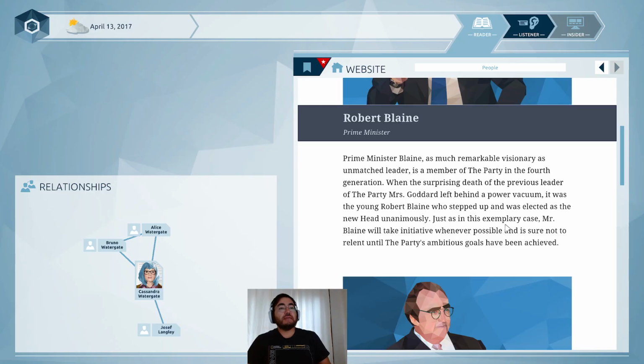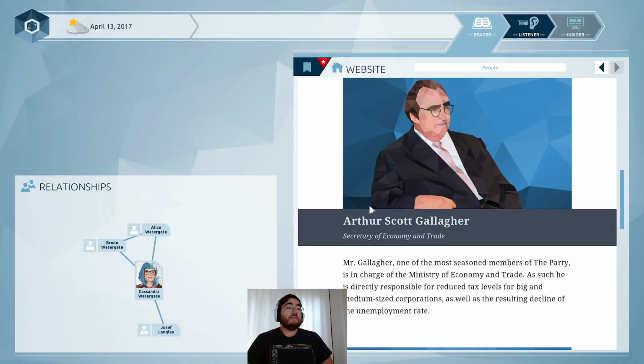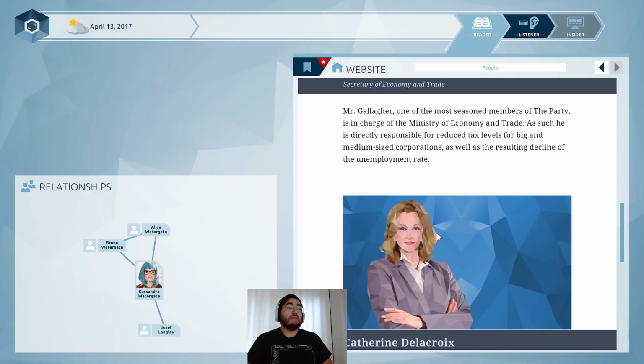Just as in this exemplary case, Mr. Blaine will take initiative whenever possible and is sure not to relent until the party's ambitious goals have been achieved. Okay. Exemplary means like of the highest order, or the best of the best. If someone is an exemplary student, they're the best student in class, for instance. Arthur Scott Gallagher, Secretary of Economy and Trade.